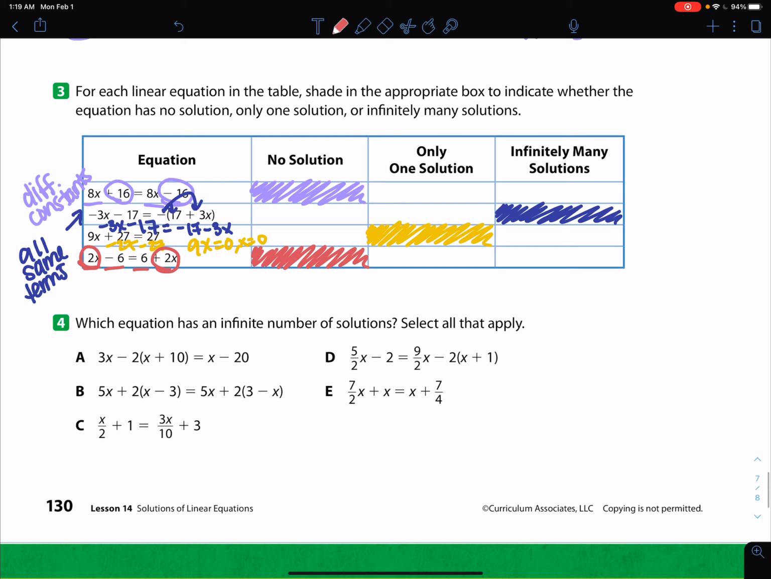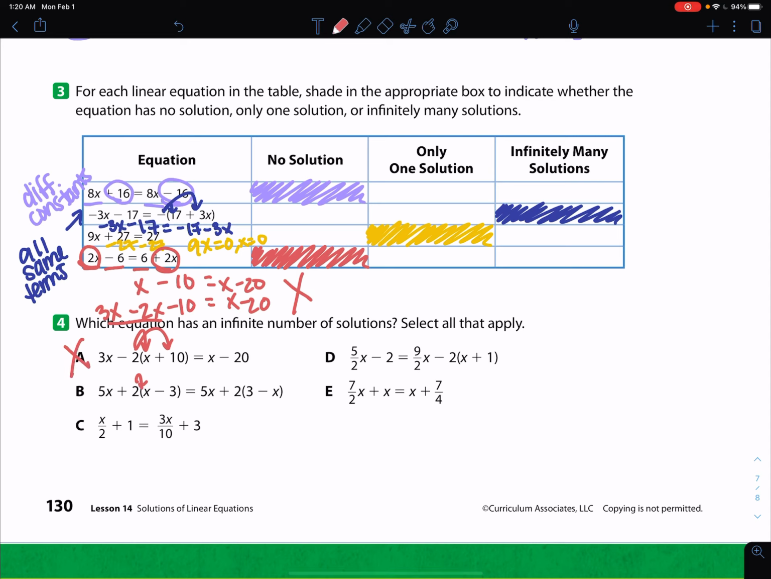Okay. Moving on to number 4. Which equation has an infinite number of solutions? Select all that apply. So again, for an infinite number of solutions, when you simplify it all the way down, you should have the same variable term on both sides and the same constant on both sides. All right, so simplify it down as much as you can for each problem. All right, so then I'll have x minus 10 equals x minus 20. That is not a true statement, it's false. So I'm not going to get this to be infinitely many.